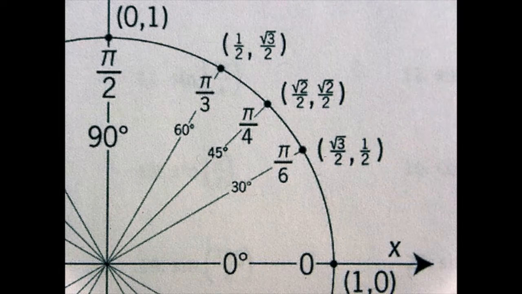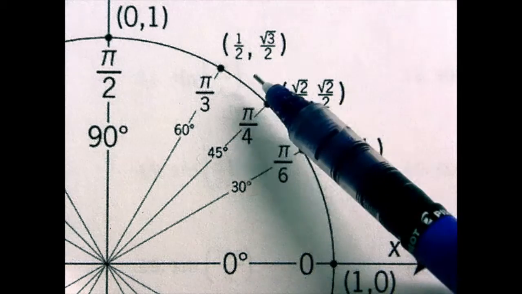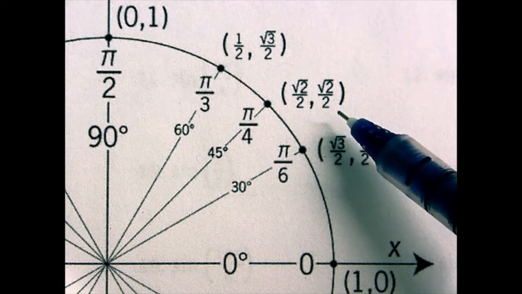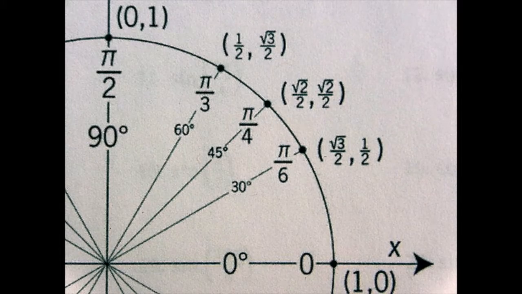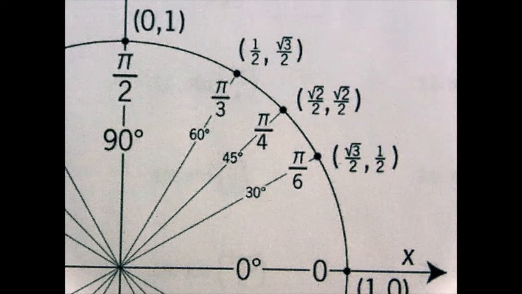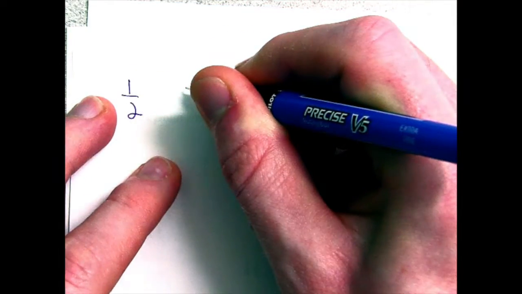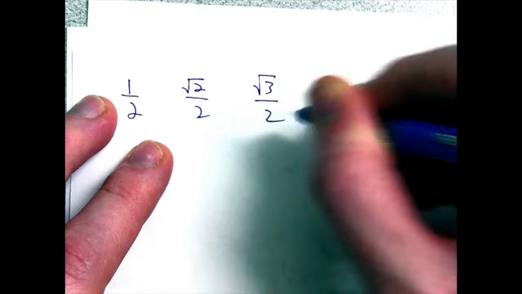What I want you to do is just notice the values that actually appear in the coordinates. You've got 1/2, root 3 over 2, root 2 over 2, and that's actually it. There's just those 3 values, 1/2, root 2 over 2, and root 3 over 2. So I just want to write those down and talk about them a little bit. So we have 1/2, we have root 2 over 2, and we have root 3 over 2.